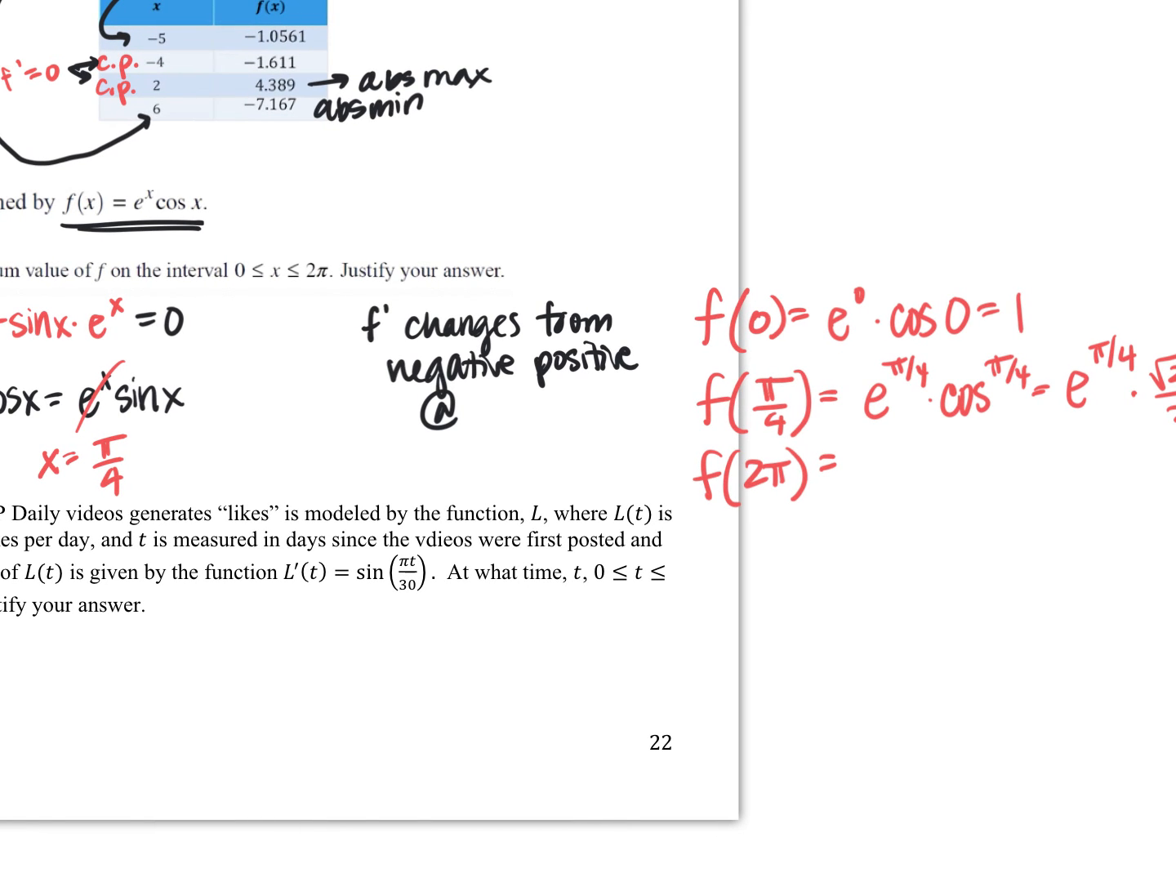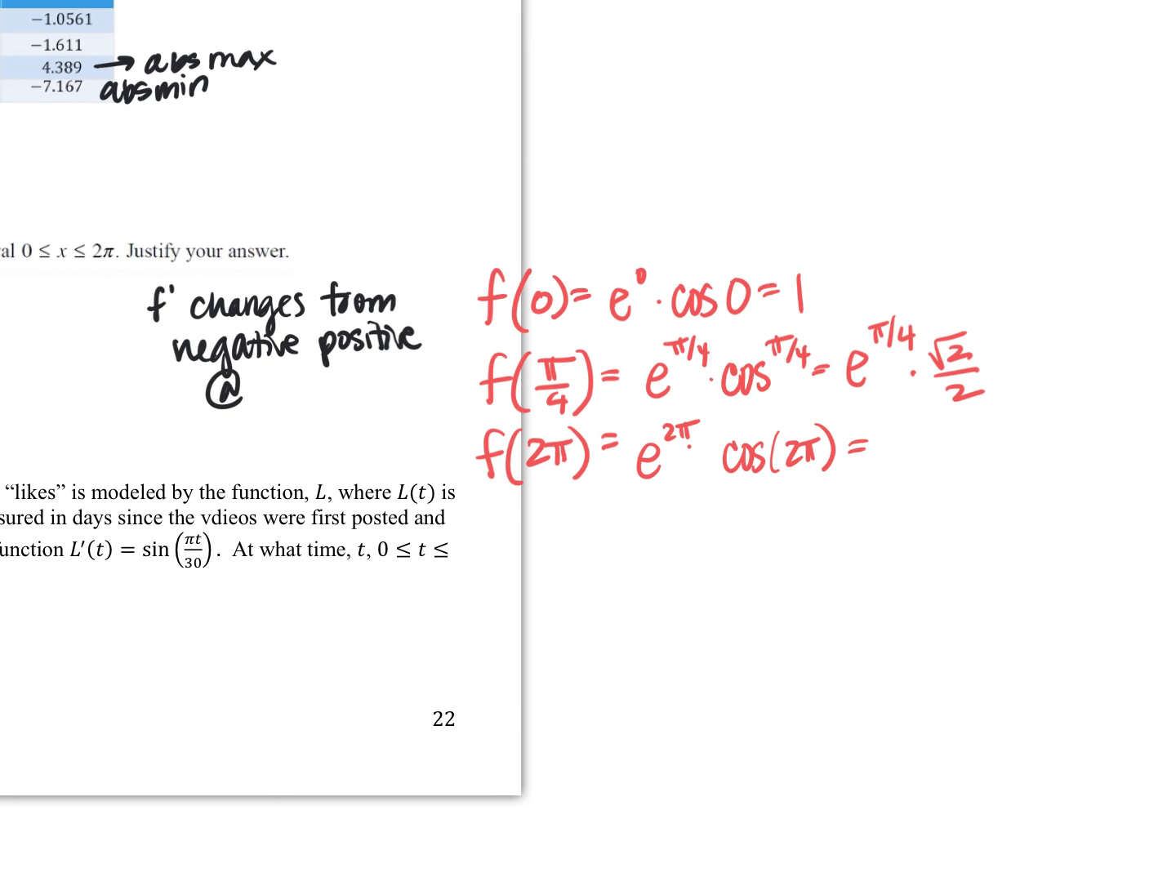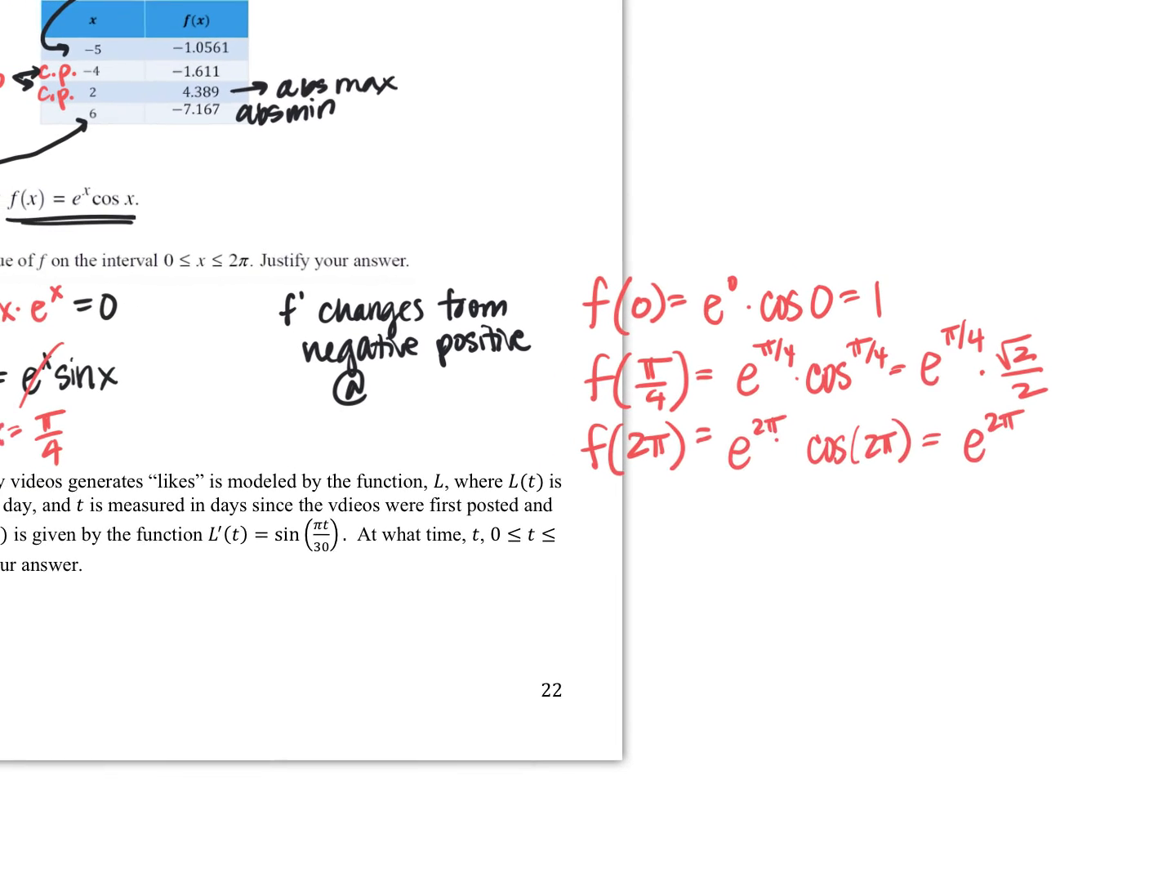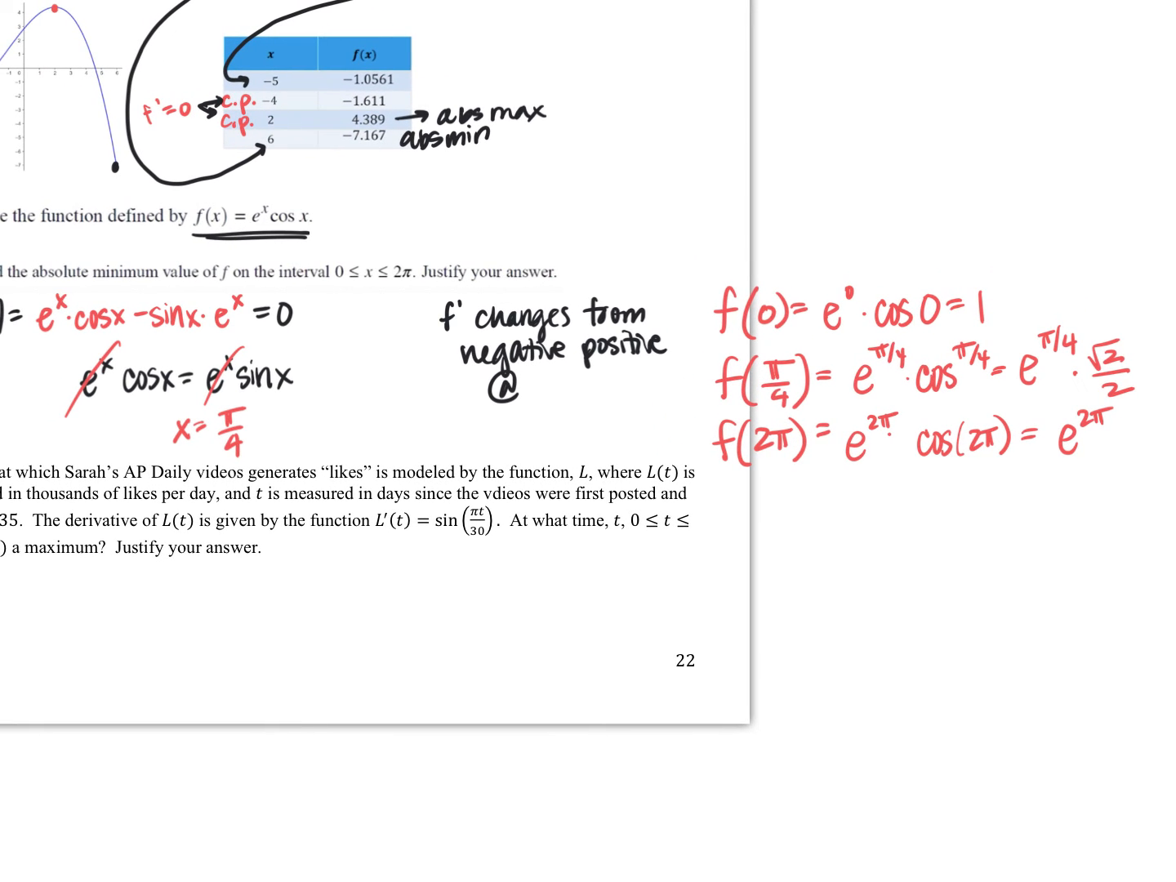Okay, let's try 2 pi. E to the 2 pi times the cosine of 2 pi. Cosine of 2 pi is 1, times e to the 2 pi, we've got e to the 2 pi. Uh-oh, we left off one value. You guys, does cosine equal sine anywhere else other than pi over 4? Pi over 4, and 1 pi over 4, 2 pi over 4, 3 pi over 4, 4 pi over 4, 5 pi over 4.